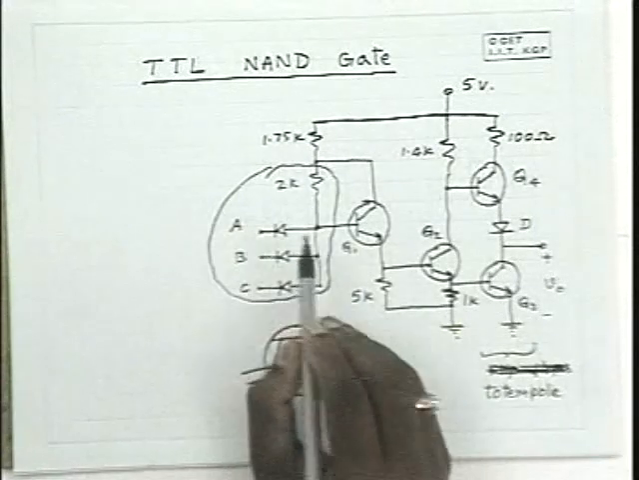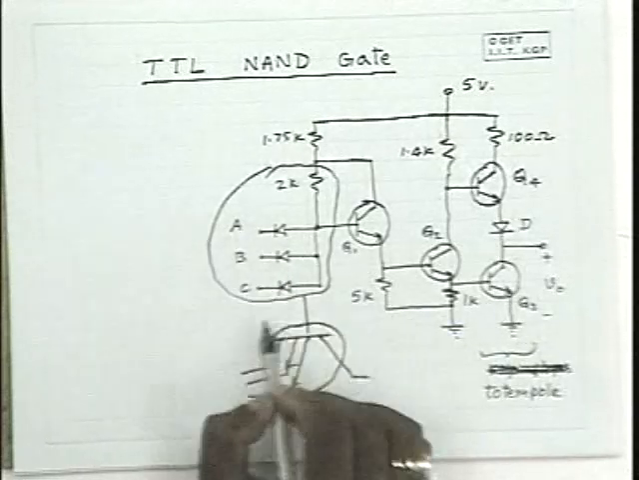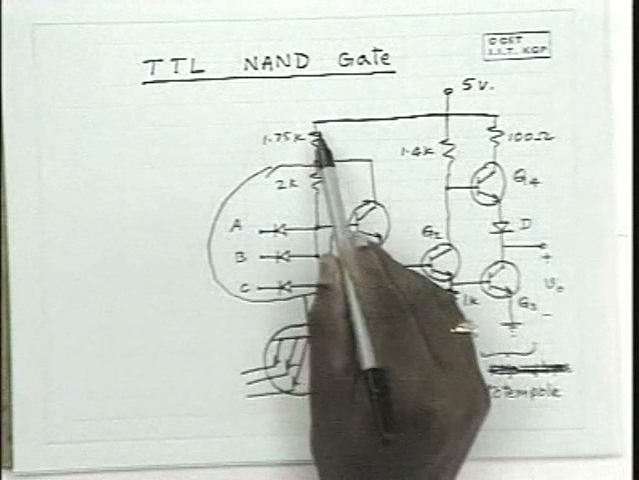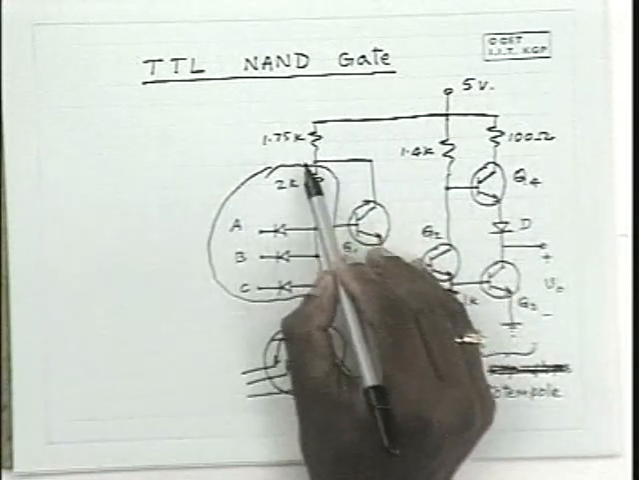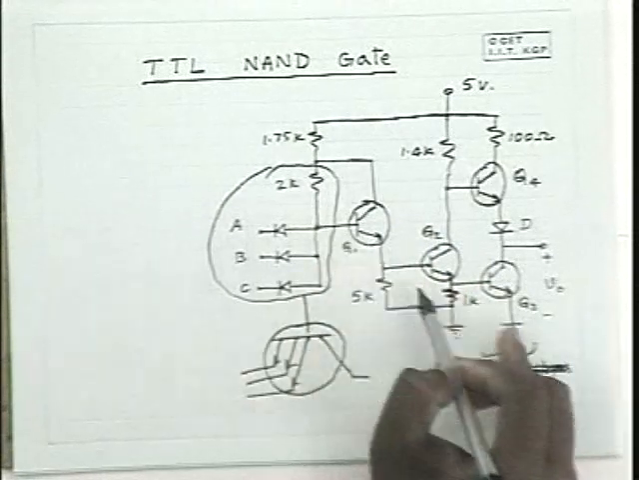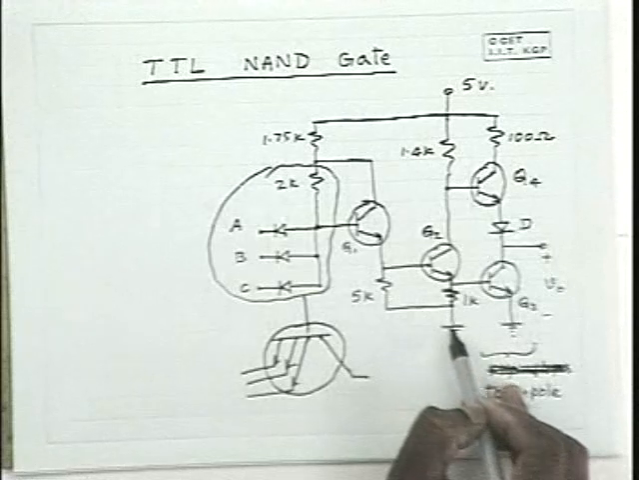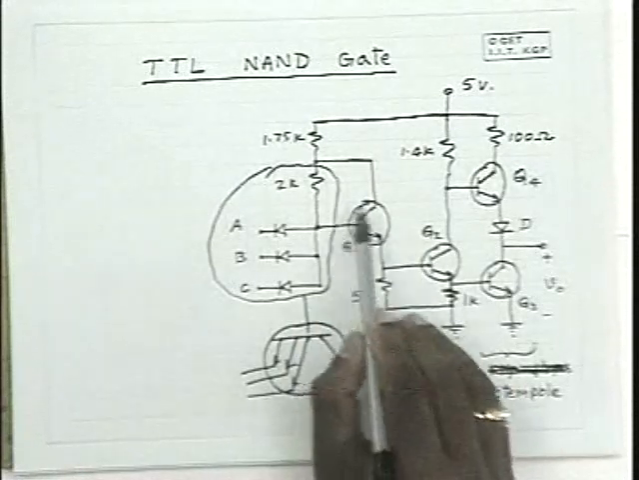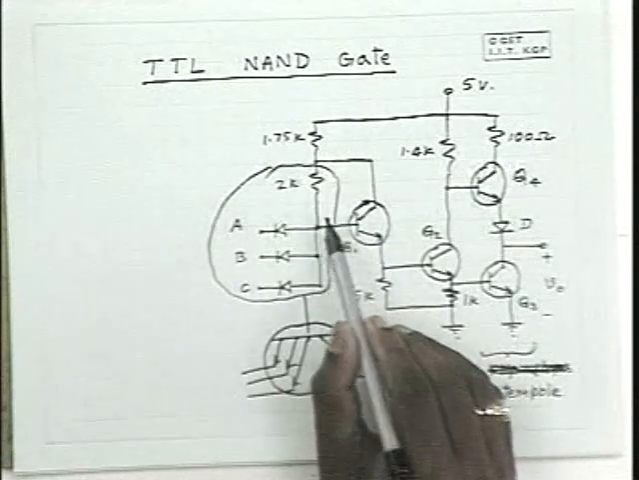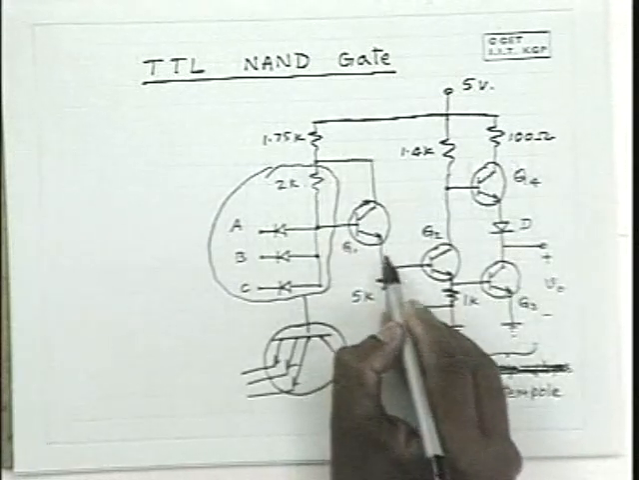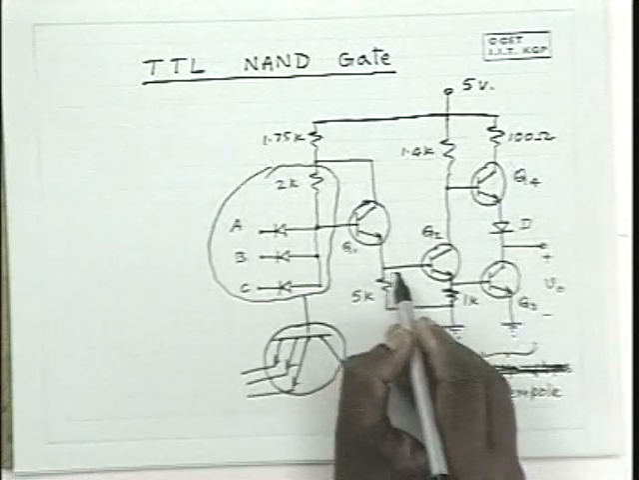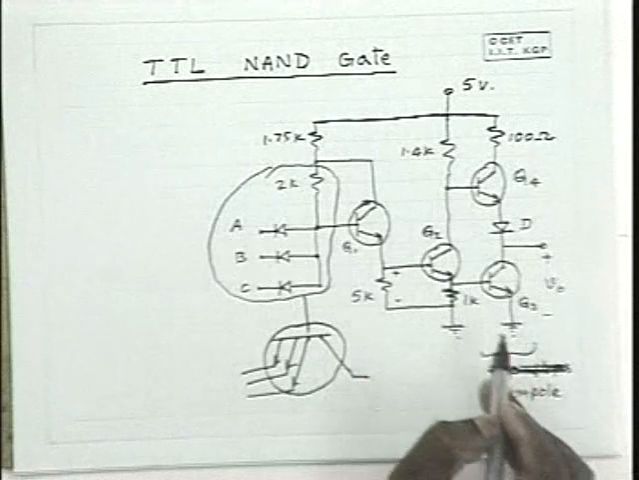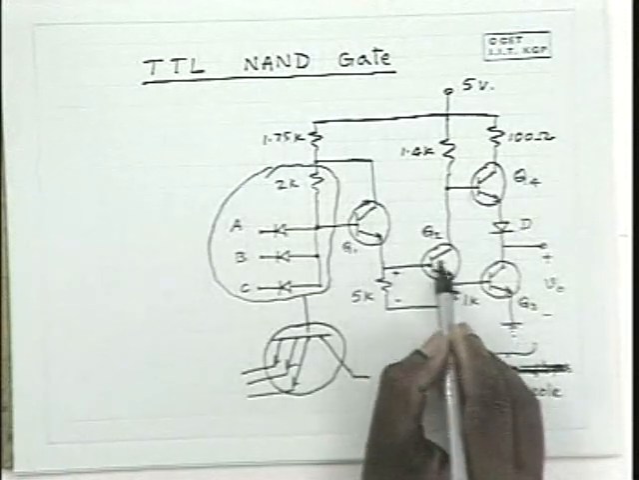Now let me explain this first. When all the inputs are at logic level 1, the transistor Q1 is biased through these resistances, and it is forward biased because the emitter is connected through 5 kilo ohms to the ground. Hence, Q1 conducts. And when Q1 conducts, there is emitter current that flows, and the emitter current causes a substantial voltage drop here across the 5 kilo ohm resistance, and in turn Q2 is also on, and Q2 conducts.